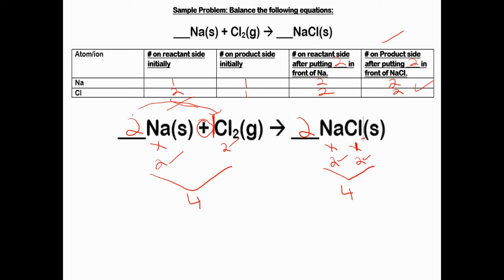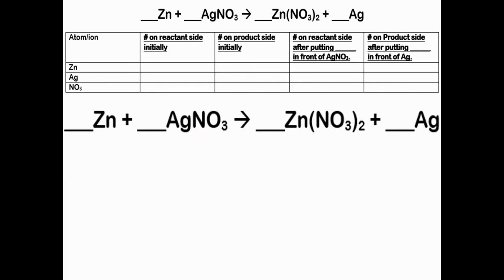Let's do a couple more examples. So here we have zinc and silver nitrate reacting to make zinc nitrate and silver. Let's start off by counting first.